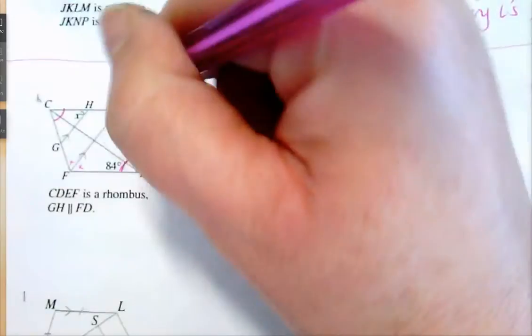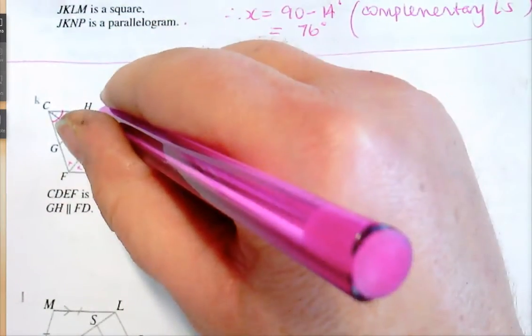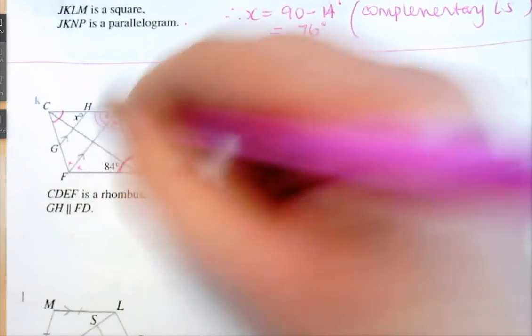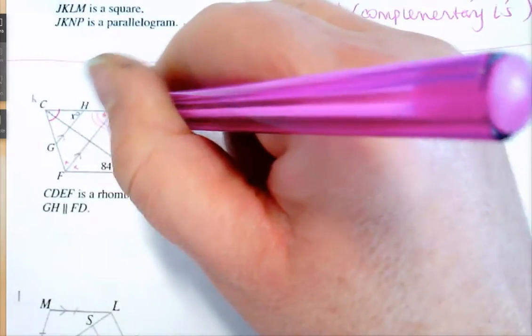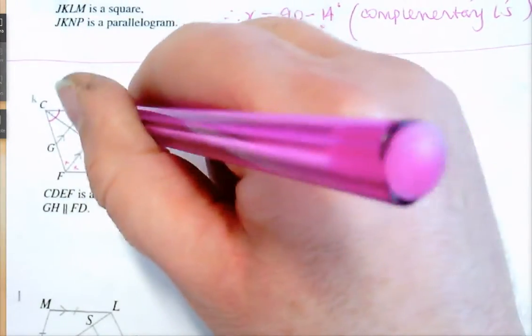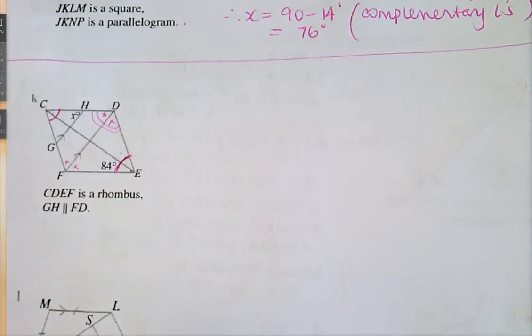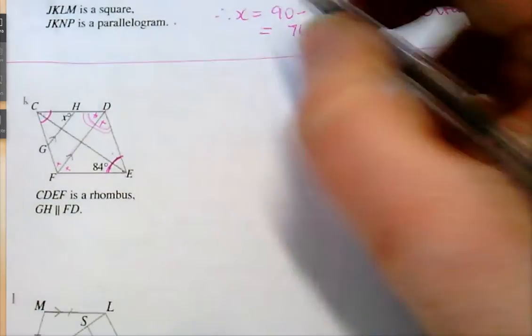If we can work out the size of this angle, then we can work out the size of that one. So I wouldn't be working out this. I'd be working out the size of this big angle here first, and then you know that this halves that angle, and then you've got corresponding angles. So pause the video, restart when you're ready.